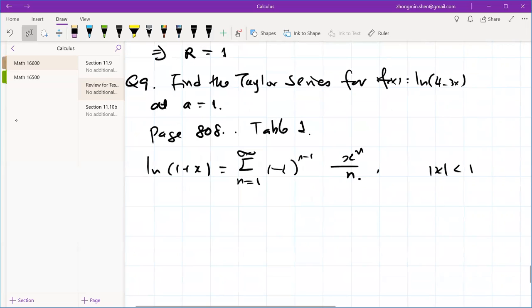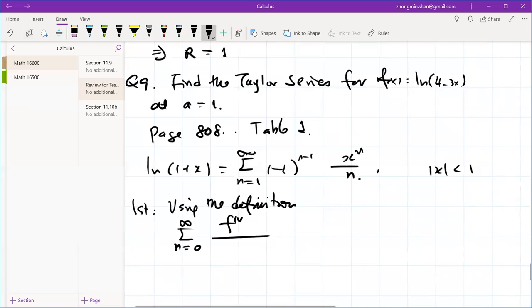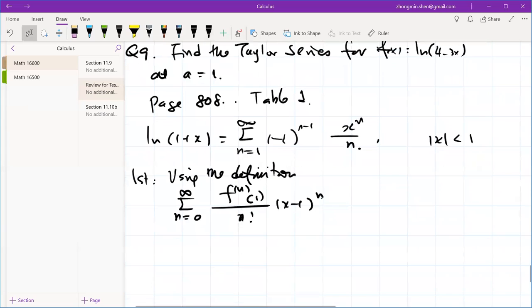You just use it. Okay. There are a couple of ways to find the Taylor series. If you're able to find all the derivatives, the first method is to use the definition of Taylor series. Okay, so the first method, using the definition of Taylor series. All you have to do is to find the nth order derivative of this function. You can do that. It takes time.